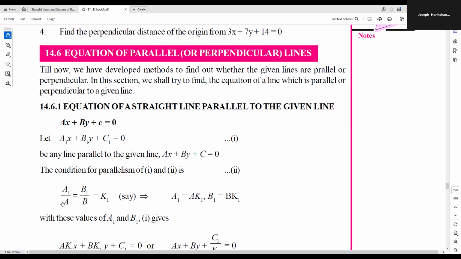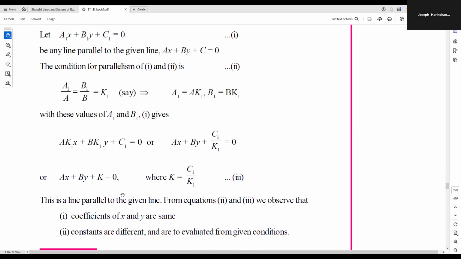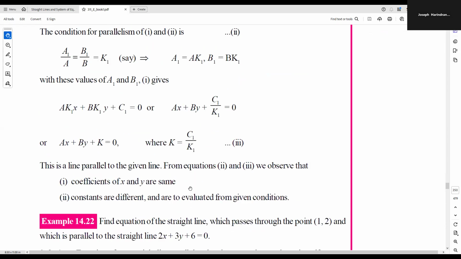That means the slope should be equal, because we know that the slope of the line is minus A by B. So if this is the case, then A1 by B1 will be equal to A by B. That's simple as that. Generally you can remember it this way: the coefficients of x and y are the same, and the constants are different. They can be evaluated.